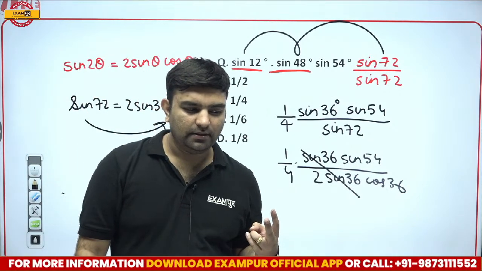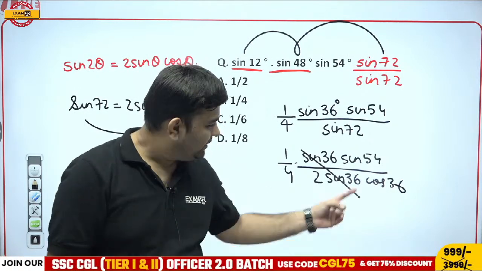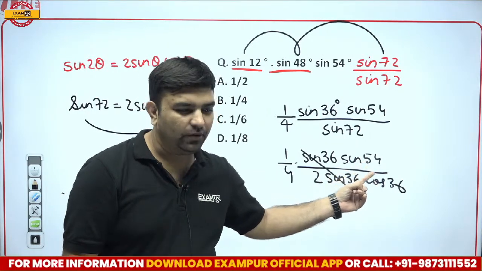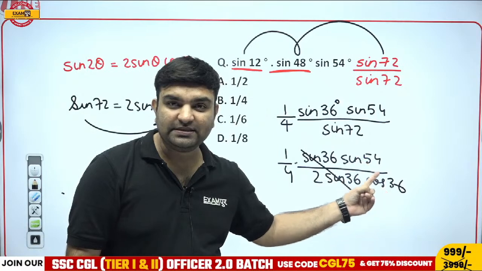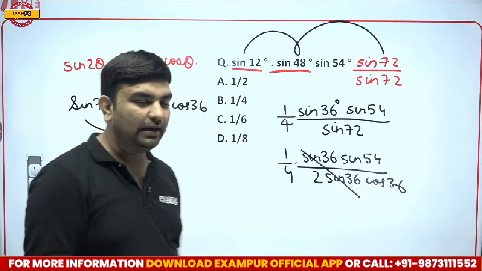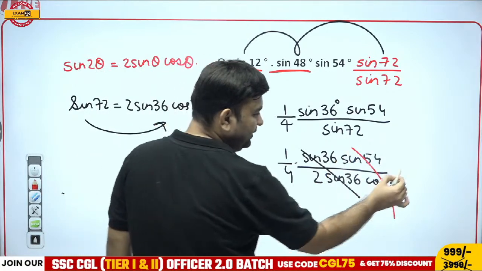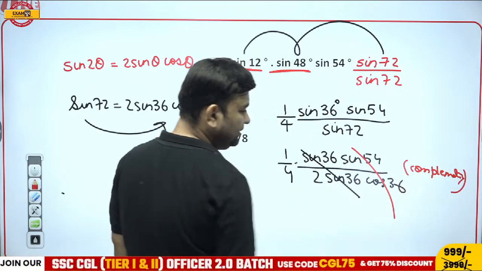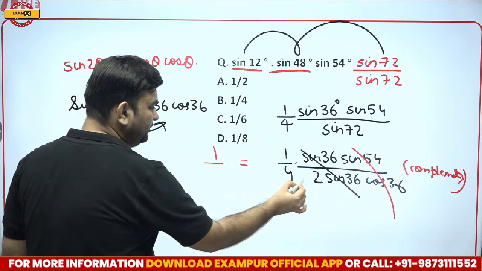Second, complementary. Have you forgotten? Sine 54 and cos 36 are complementary to each other. Sine and cos, if the sum of angles is 90 degree, they are complementary to each other, so they will cancel each other. Write it in brackets as complementary, just for revision. Answer is 1 upon.